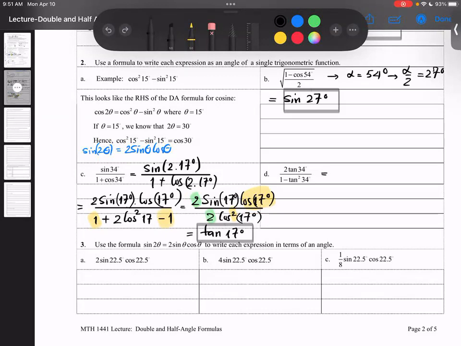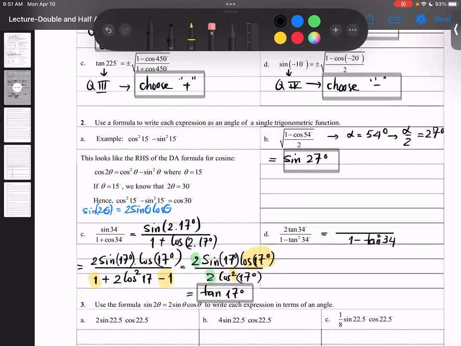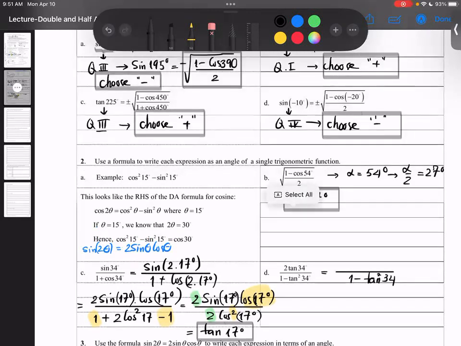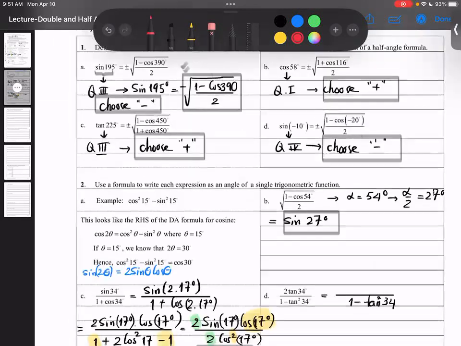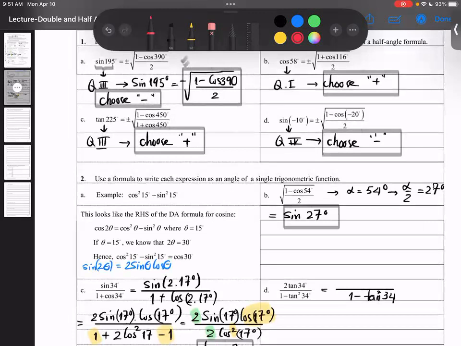For D, we want to keep the denominator the first time, right? If I do this, you're going to get your hand dirty before you get to the final solution. Now, 2 times tangent of 34 degrees. What can I do? Let me erase. I'll use red. I'm talking about the numerator. I want to change the numerator. Right now, it's 2 times tangent of 34 degrees.